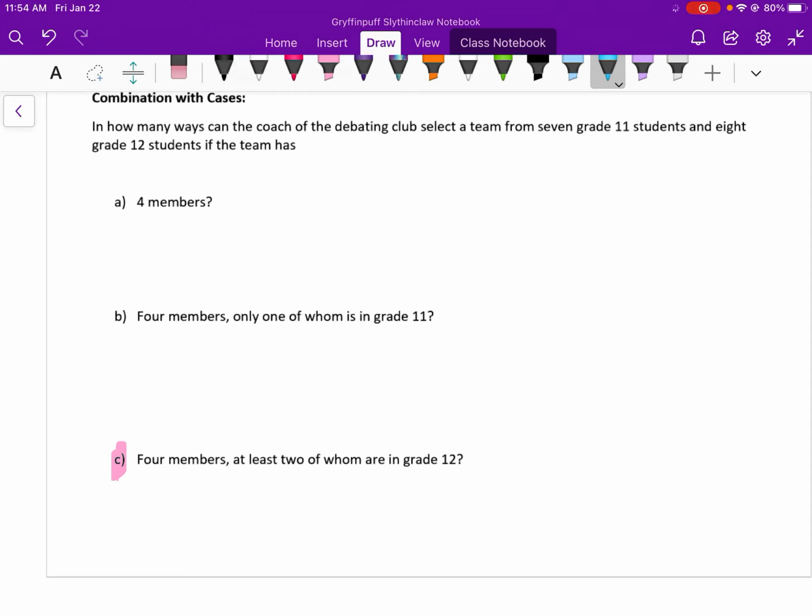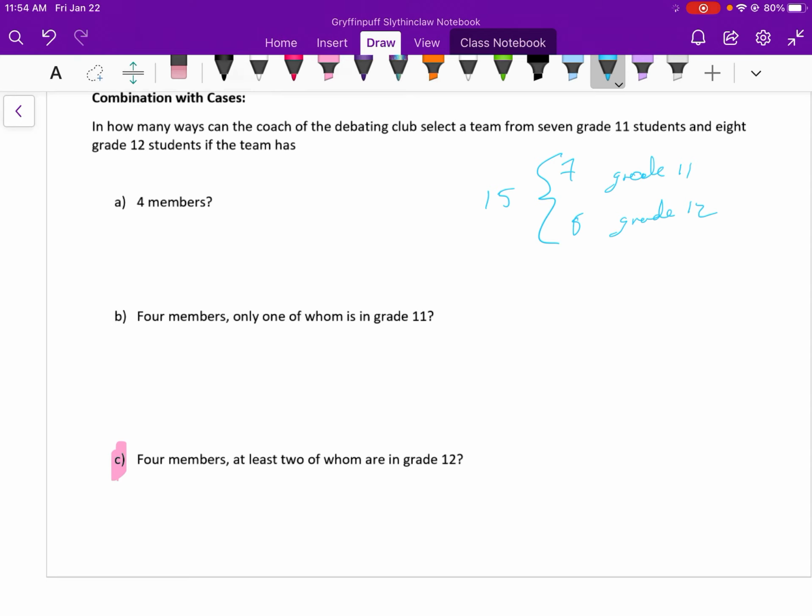Allow me to read the question. In how many ways can the coach of the debating club select a team from 7 grade 11 students and 8 grade 12 students? We're going to go through various scenarios. Here's my pool that I get to choose from, a total of 15.